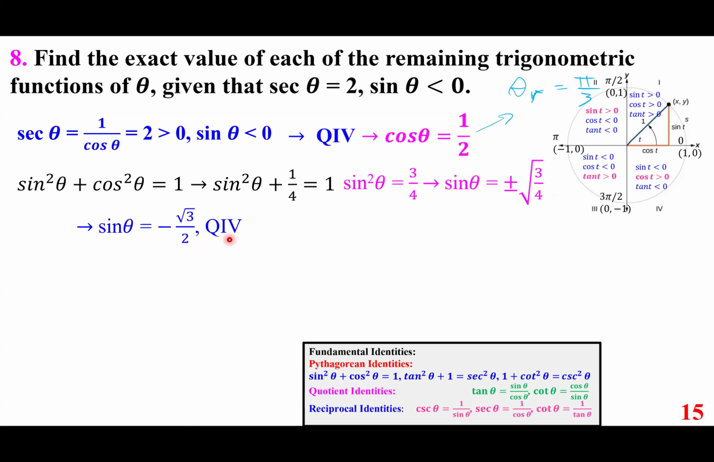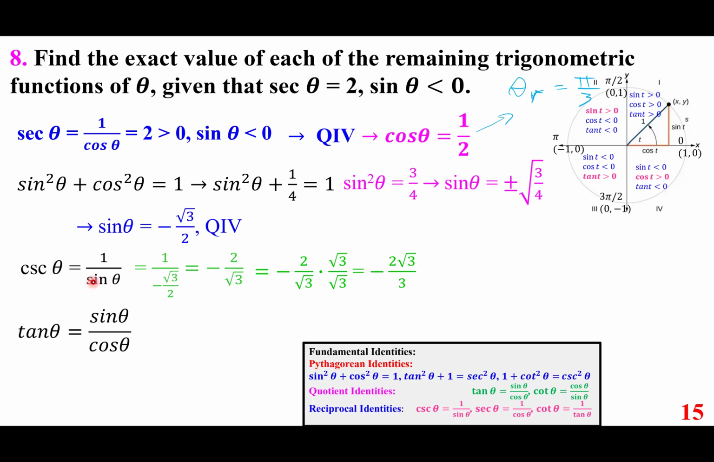The rest are easy. Cosecant is the reciprocal of this, 1 over sine theta. So the reciprocal becomes minus 2 over square root of 3. If we want to rationalize, we multiply by square root of 3 over square root of 3, and we get negative 2 square root of 3 over 3. We have secant and cosine. Let's go to tangent. Tangent is sine over cosine, so that means this over 1/2. It's a complex fraction. You can drop the 2. It's minus square root of 3.